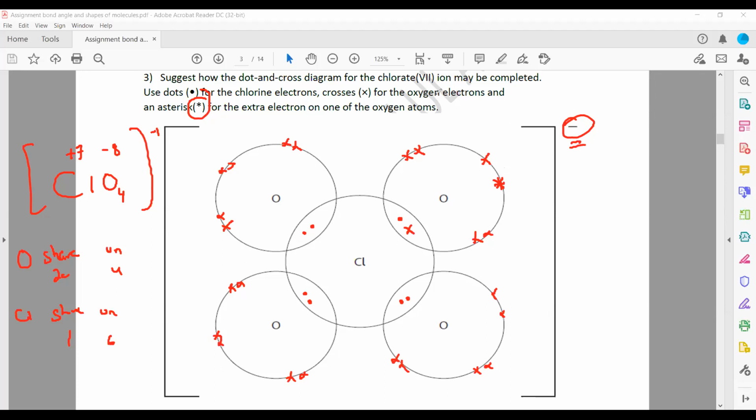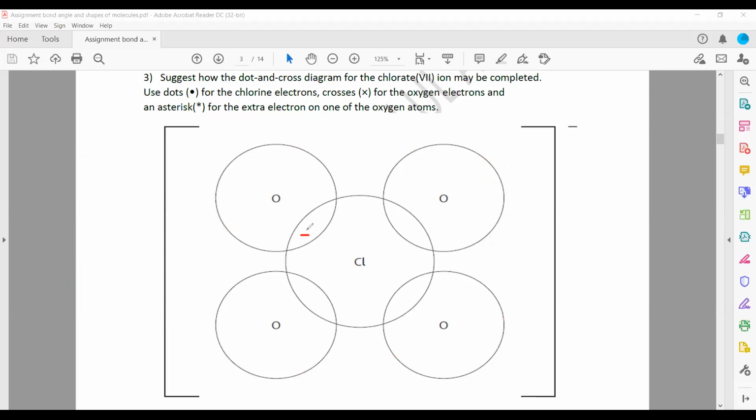If you try to draw it in a normal way, you won't be able to. For example, normally we know oxygen belongs to group 6, so it will share 2. If this oxygen shares 2, chlorine should share 2 from this side. Then what happens to the other oxygens? They won't be able to share or complete their octet, otherwise the chlorine will have more than 8 electrons in the outermost shell. So we have to draw a structure which supports the idea that it has 8 electrons in the outermost shell. So how can it be done?